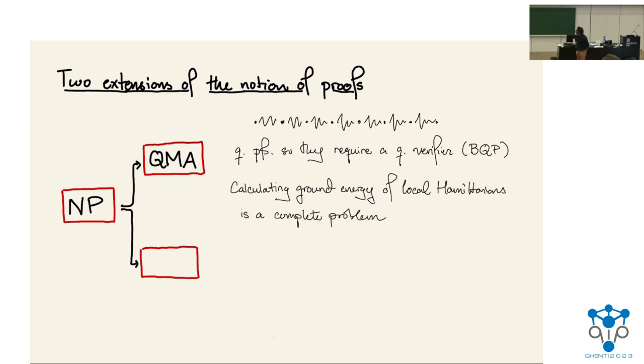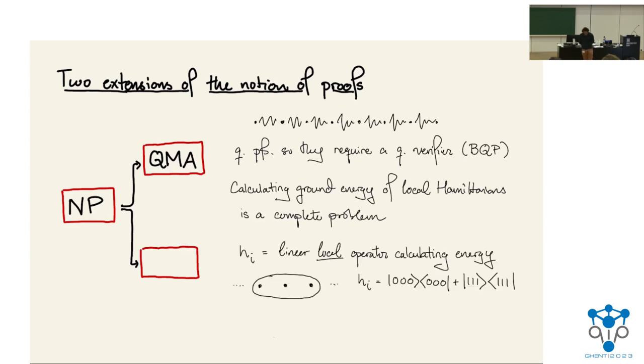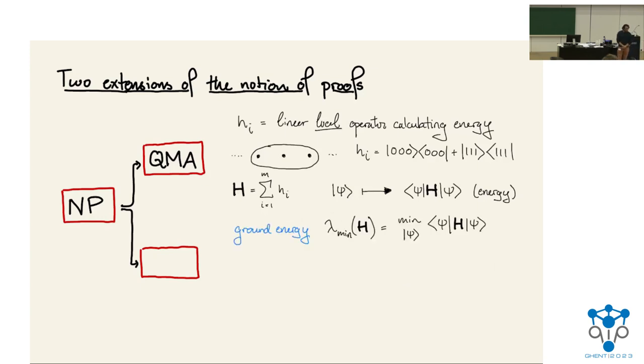And the beautiful thing, proven by Kitaev, was that calculating the ground energy of local Hamiltonians serves as a complete problem for the class QMA. In that sense, there's a very natural analog of constraint satisfiability, where there's a local Hamiltonian, which is just a small linear operator that calculates the energy, or the frustration, that occurs on a few of the particles at a time. If you combine a lot of these local energy checks, you get a global energy function, and that's going to be the analog.